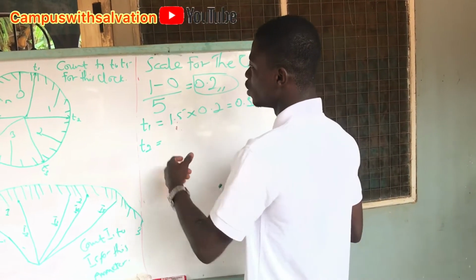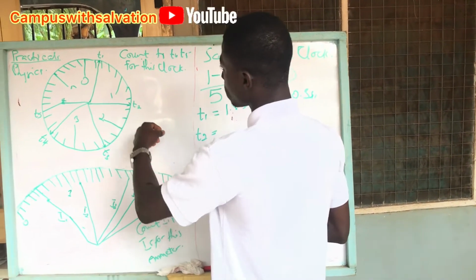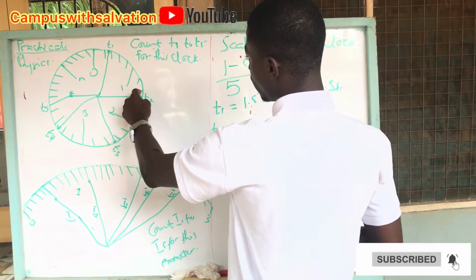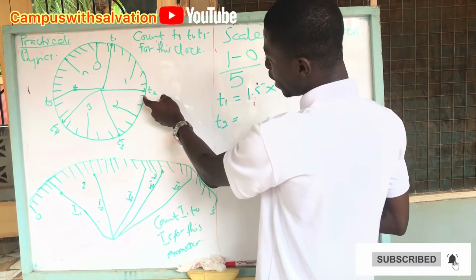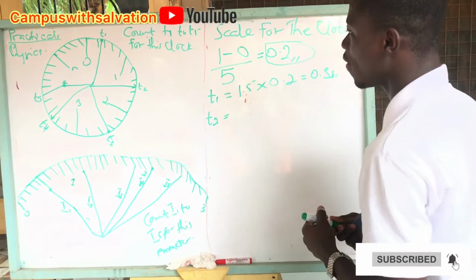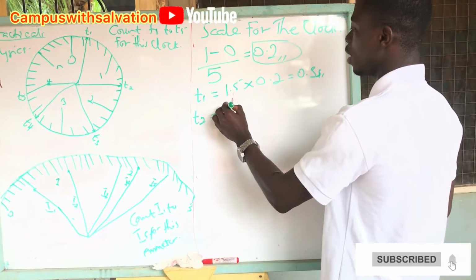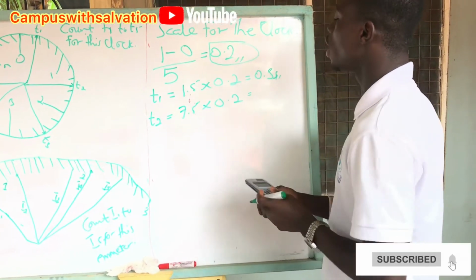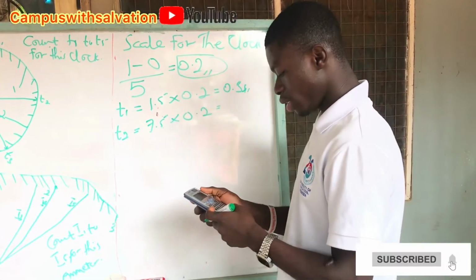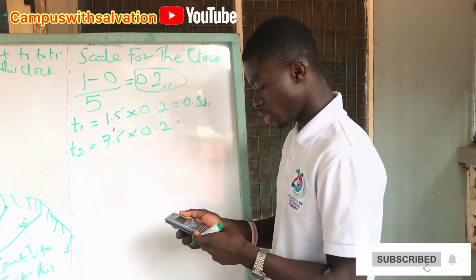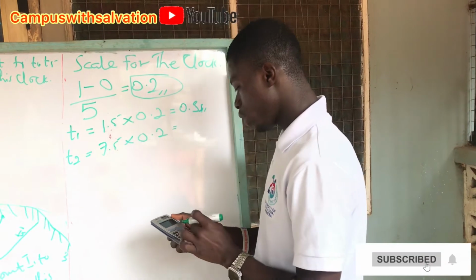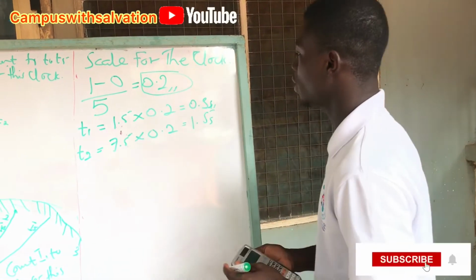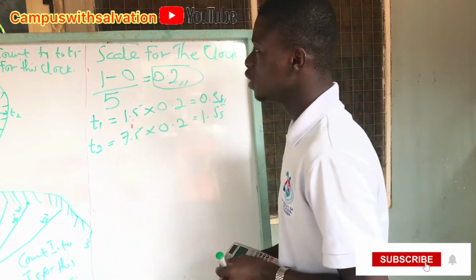Okay, so T2, the arrow pointed here. So let's go. Here was 1, 2, 3, 4, 5, 6, 7. So it's in between 7 and 8. So it will be 7.5 times 0.2. The answer you will get is 1.5 seconds. Very simple like that. So that will be your T2.